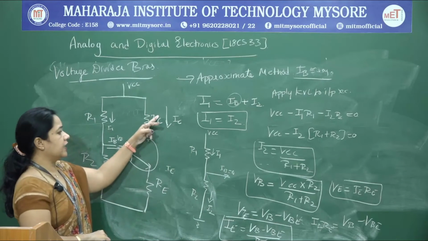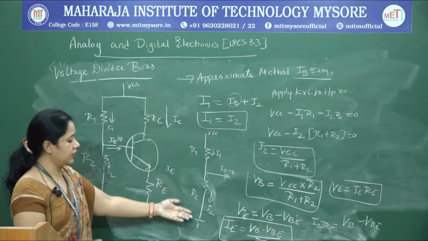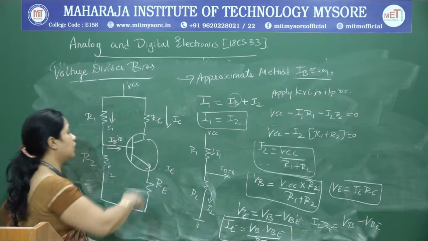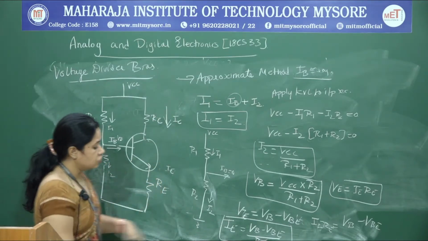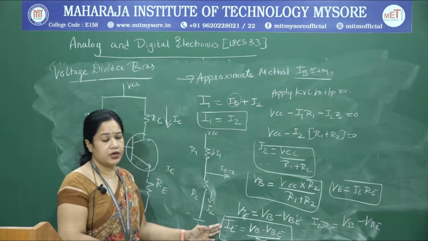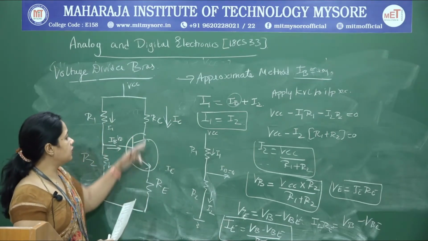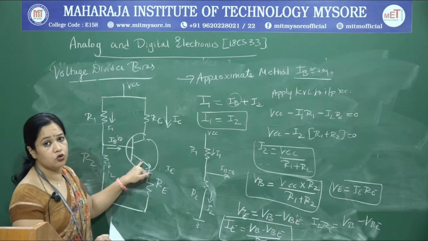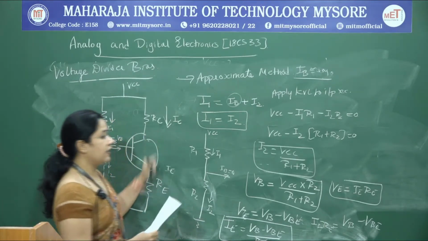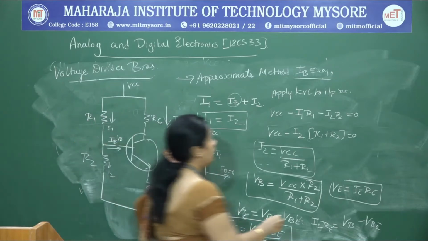So, whatever current is flowing through the collector, the same current flows through the emitter. So, we have determined the output current. Now, we will try to determine VCE. In order to determine VCE, the output voltage, we will apply KVL to the output loop.